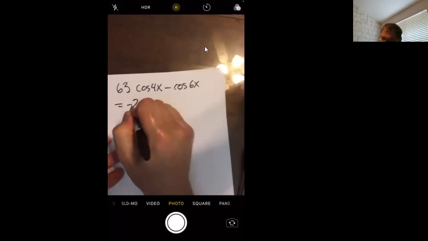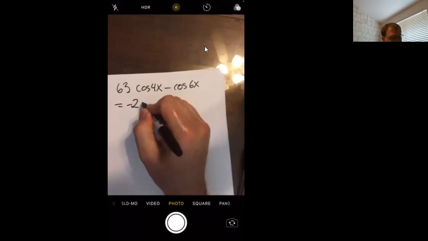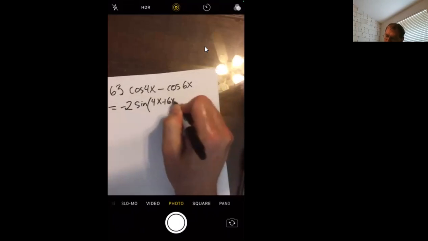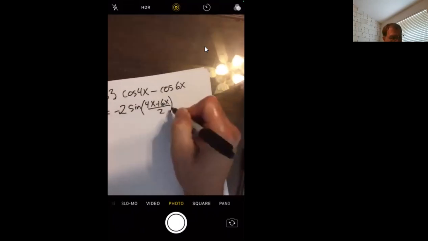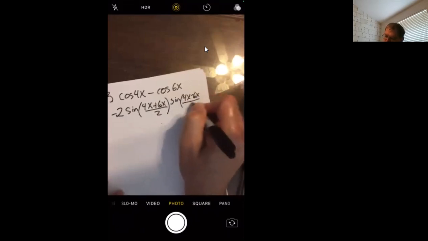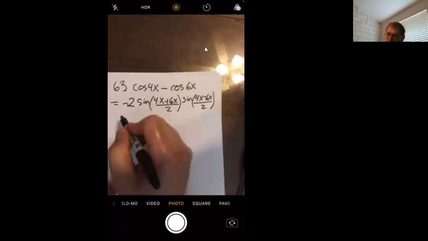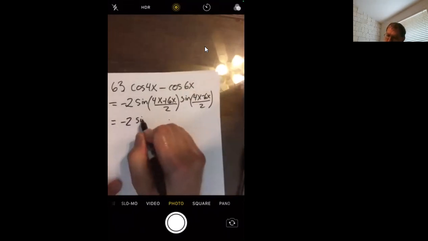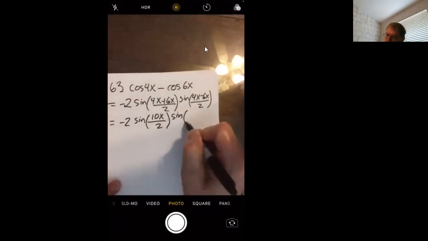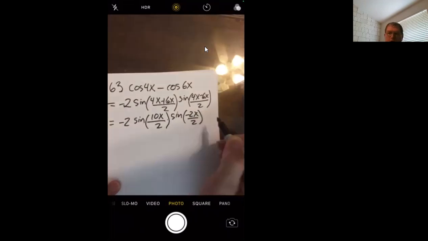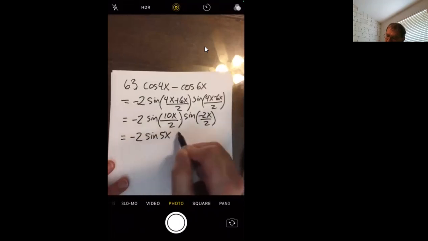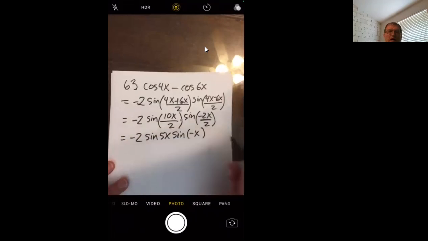So you would get negative 2, sine, and you'd add them up, divided by 2, sine, and you subtract them, divide by 2. Giving you negative 2, a sine of, I'll write out all the steps, 10x over 2, sine of a negative 2x divided by 2. Giving you a negative 2, a sine of 5x, a sine of a negative x.